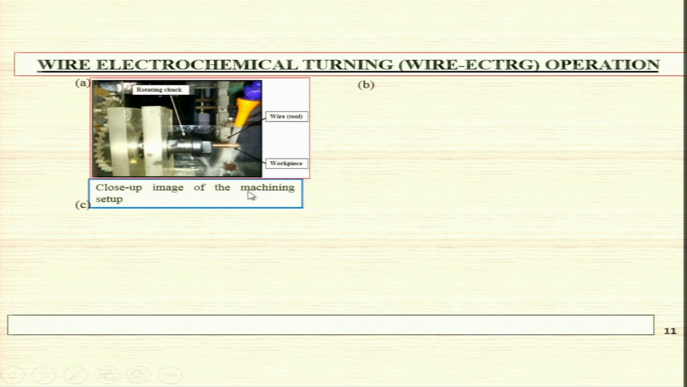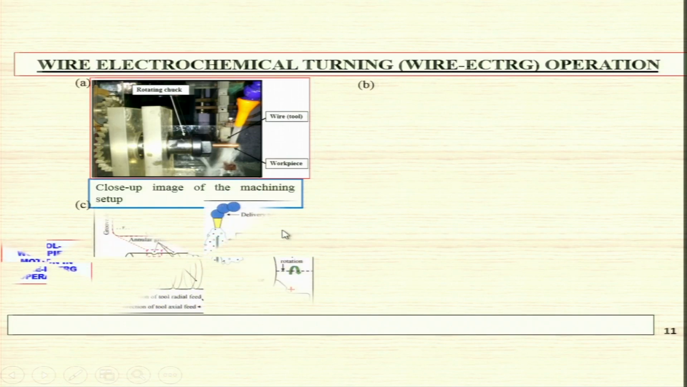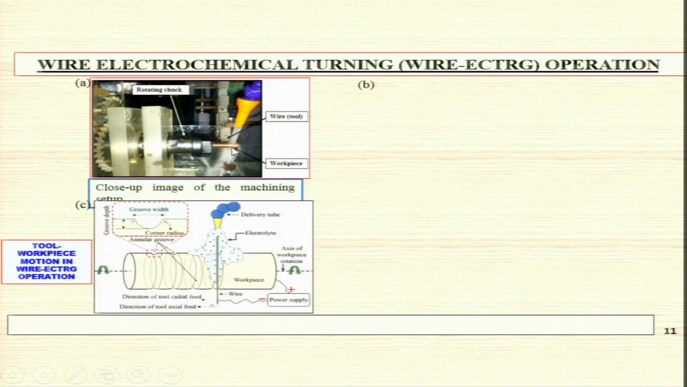Close up image of the machining setup. This is the workpiece to be turned. This is the rotating chuck which is holding this particular workpiece, and the wire is there, not very clearly visible. So you can use it for the turning operation. And we all know turning means reducing the diameter of this particular workpiece. Here is the tool and workpiece motion in the wire electrochemical turning operation, and here you are doing a threading kind of operation.